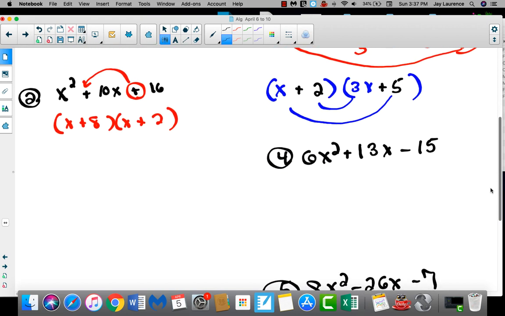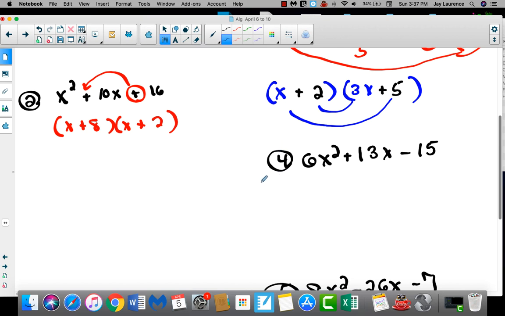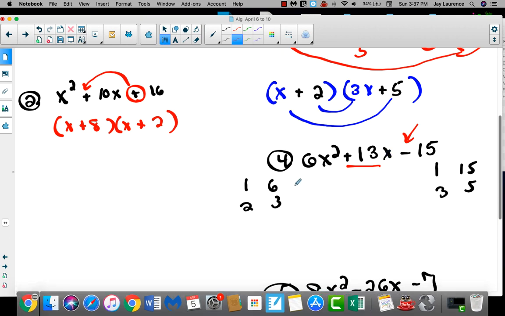All right, I'm going to walk you through this one as well. I need the factors of 6, so I'm going to do 1 and 6, and 2 and 3. And the factors of 15, 1 and 15, and 3 and 5. Now, I am still going to multiply, but this time I'm going to subtract. How do I know to subtract? Because, James, this is a negative. That means I'm going to subtract. I want the difference to be positive 13. Not negative 13, I want a positive 13.